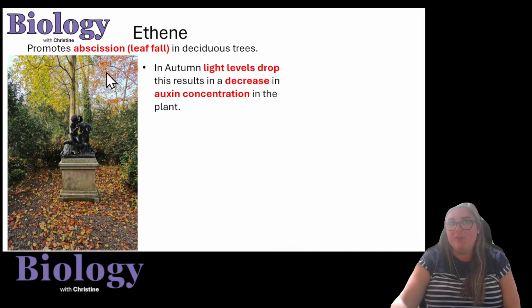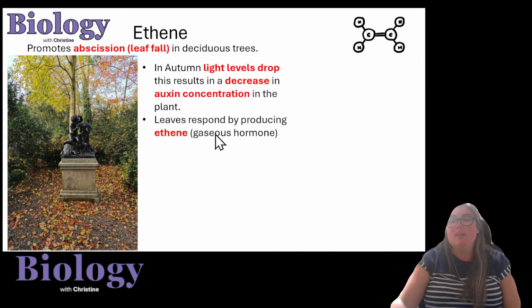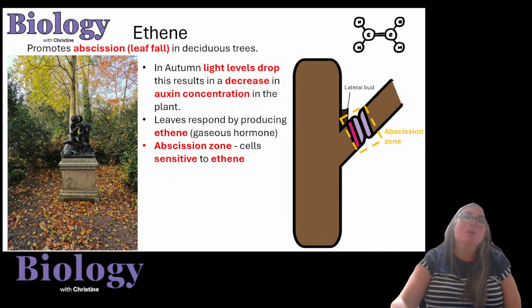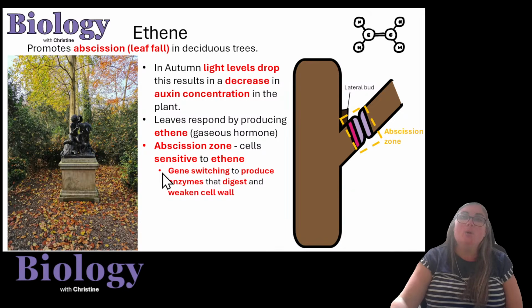Could be about leaf fall. In autumn, light levels drop. A decrease in oxygen concentration is going to increase the production of ethene. Ethene is then going to affect cells close to the region where it's produced, and it's going to switch genes on. Those genes are going to produce enzymes.